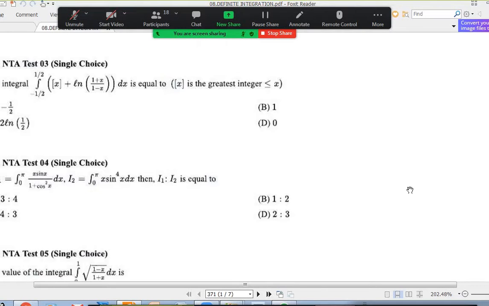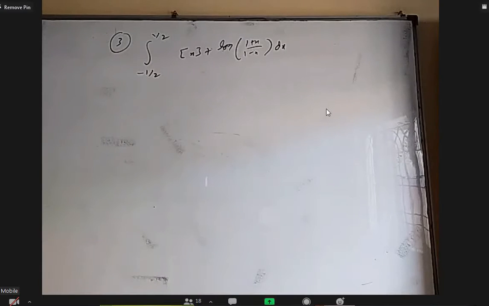Okay, I'm erasing this whole thing. Okay, third question. Integral from minus 2 to 2 of the integer part of x plus log of (1 plus x) by (1 minus x). Okay, these kind of questions we should do quickly.